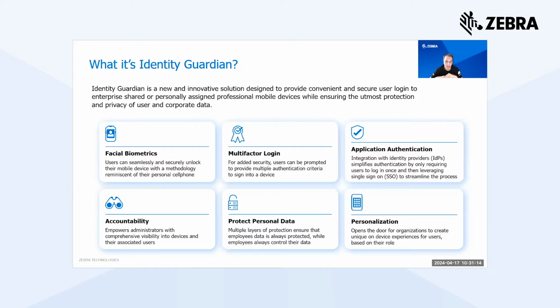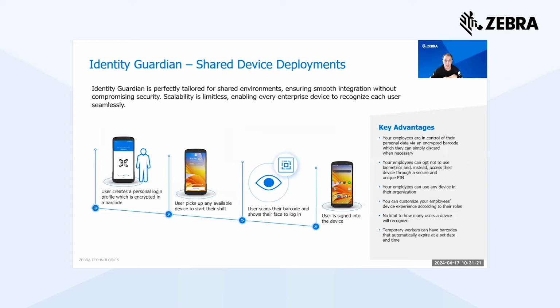So we can take a look at how the integration can work in a shared device environment. This is because Identity Guardian not only offers a way to authenticate on a personally owned device inside a company, but we can also use it to authenticate ourselves inside a shared device environment, which means that I'm in a warehouse, for example, and I need to share my device with a couple of other workers because we are having different shifts. So in that case, my colleague will use the device and will have access to its applications, and it will automatically log in by using their credentials.